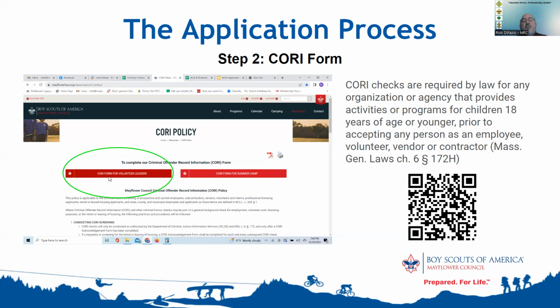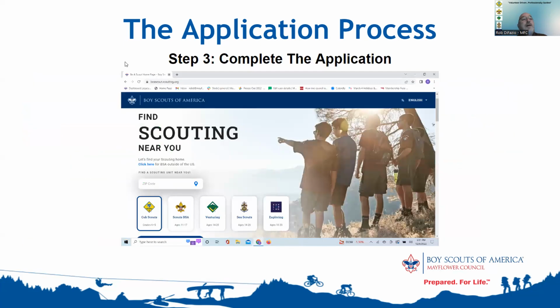To backtrack for a minute, we want you to take care of two things that aren't affiliated with the application directly before you fill out the application. That just ensures that the rest of this process goes smoothly. After your applicant completes step 1 and step 2, they can complete the application. And it's a pretty easy process here.